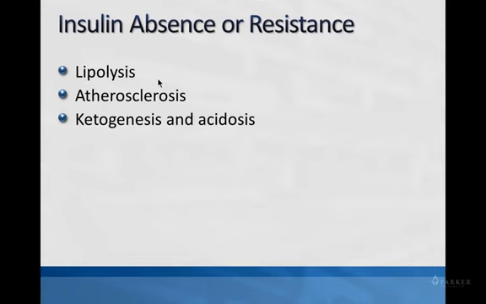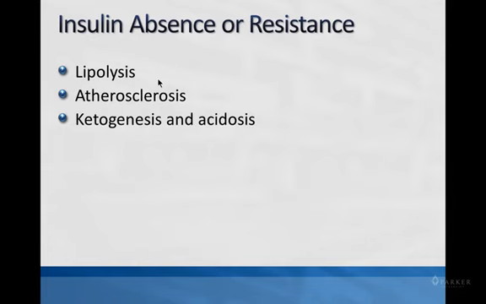In the process of excess breakdown of fats, the fatty acids are oxidized to acetyl-CoA. Acetyl-CoA in excess can be converted to ketone bodies. You have a lot of excess ketone bodies in your blood. That can lead to acidosis, so you can get ketoacidosis. So with insulin absence, you see all of this. This also could occur with insulin resistance.